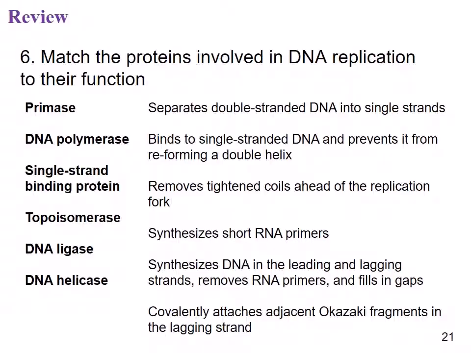And who synthesizes DNA in the leading and lagging strands, removes the RNA primers, and can even fill in gaps? That's polymerase. If you look at DNA polymerase and the word polymerase, what's a polymer? Right, many mers. So a polymer is the large molecule, made of many nucleotides. What does ACE mean? Remember, ACE is the ending for an enzyme. So DNA polymerase is the enzyme that makes the DNA polymer. Looky there. And then who covalently attaches the adjacent Okazaki fragments in the lagging strand? That's going to be DNA ligase.